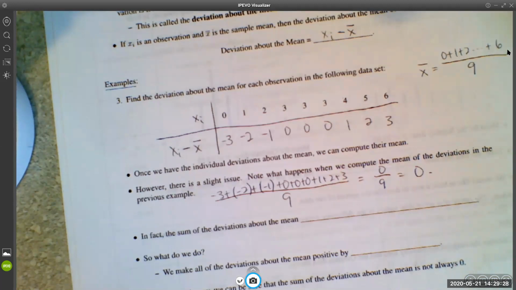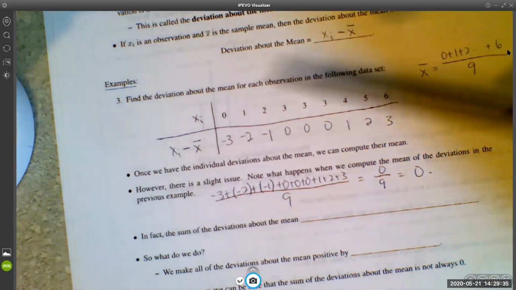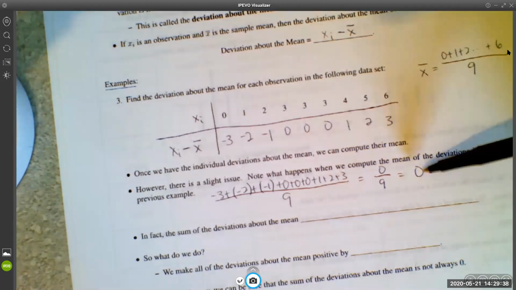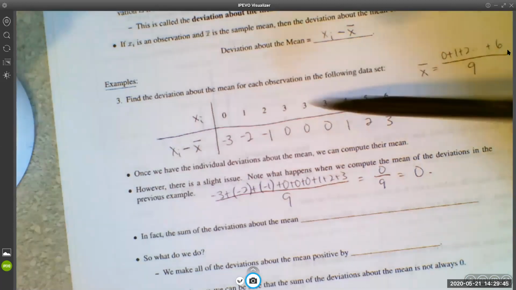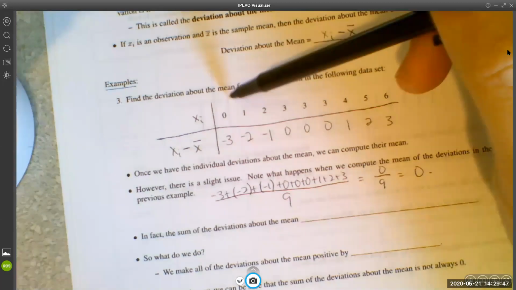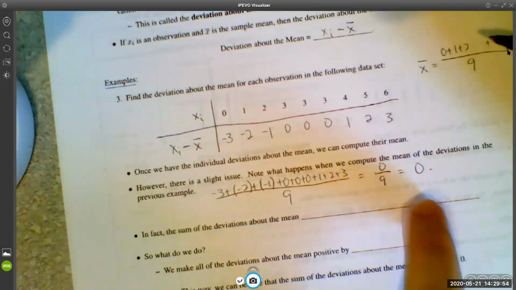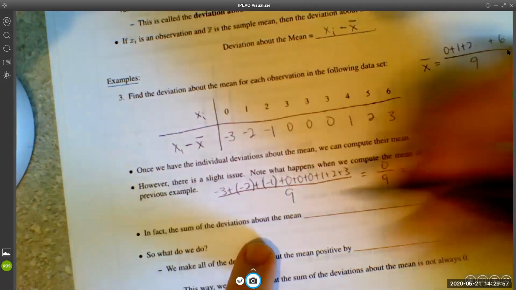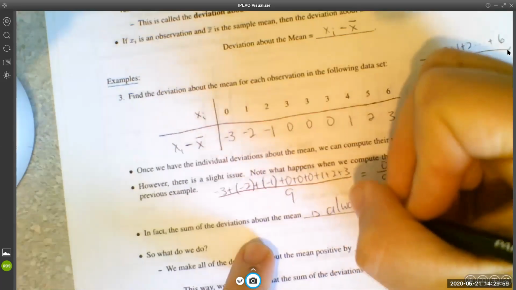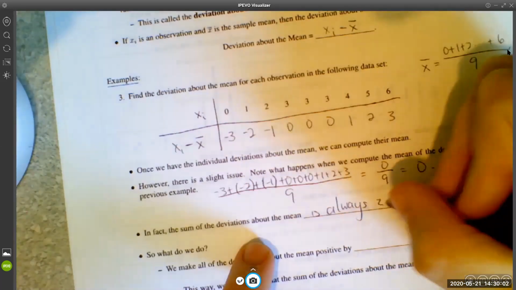which isn't good, because the whole idea that we're trying to capture is how far on average the observations are from the mean. To say that they are 0 units away from the mean on average, the only way that could be true is if all of the observations were the same exact number. So obviously something went wrong here. And in fact, it's not just a coincidence. The sum of the deviations about the mean is always 0. It's always 0.